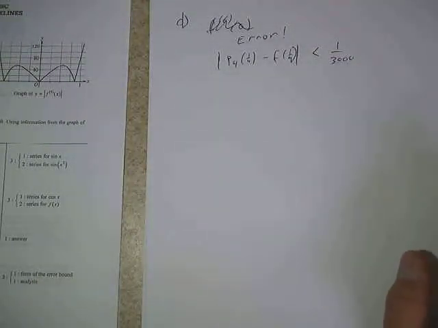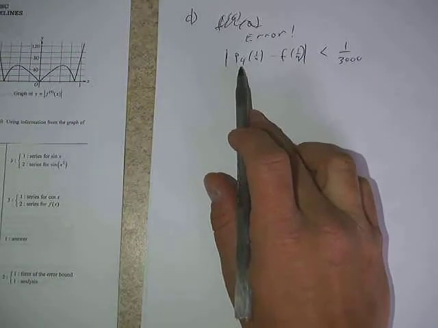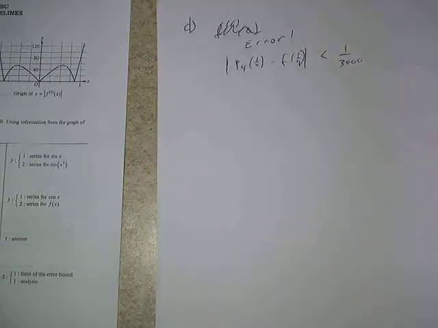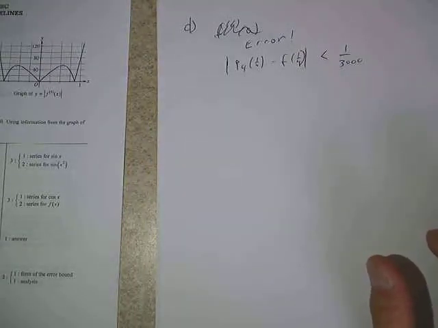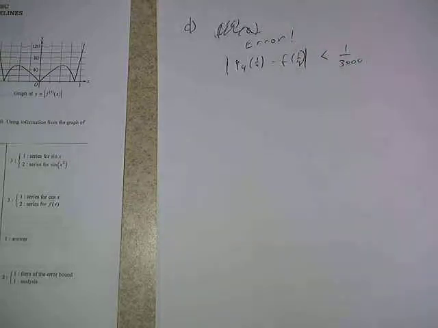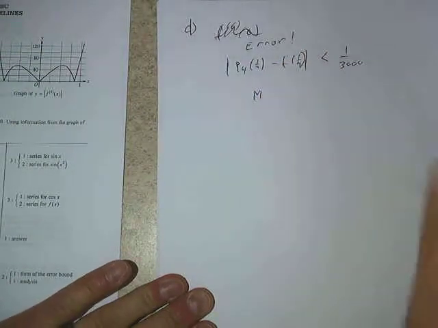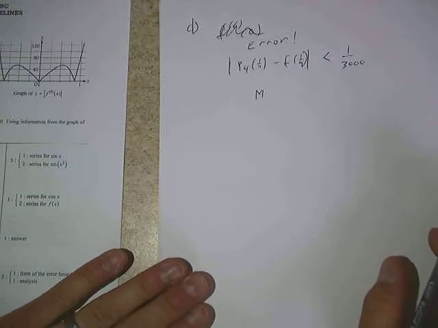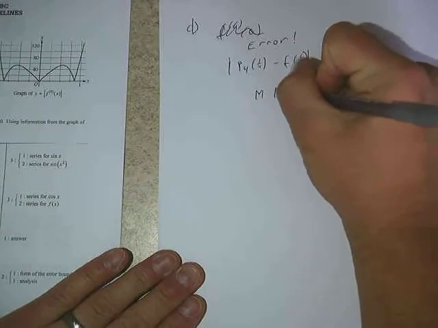And ultimately, we know that at 0, at the center point, there's going to be no error. True? But as we go away from the center point, what happens to the curve of the polynomial? They start to come apart. Okay? There starts to be some error. Now, again, all we're trying to show is that that error is less than 1 over 3,000.